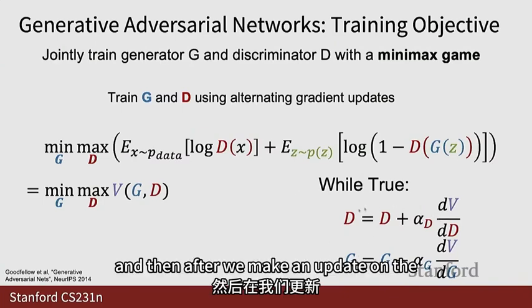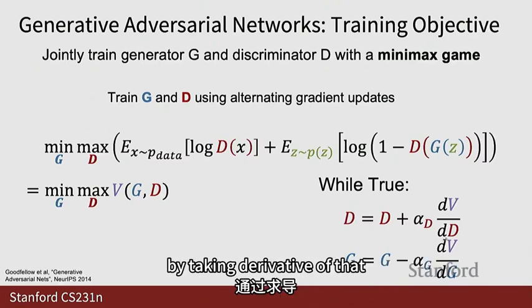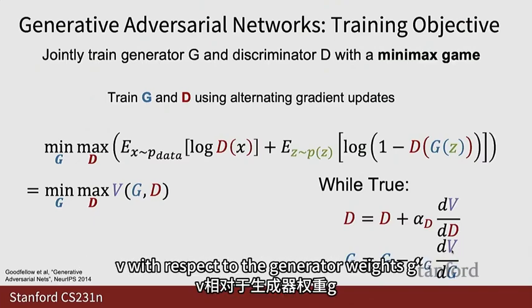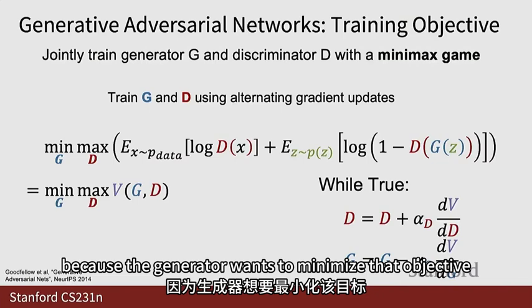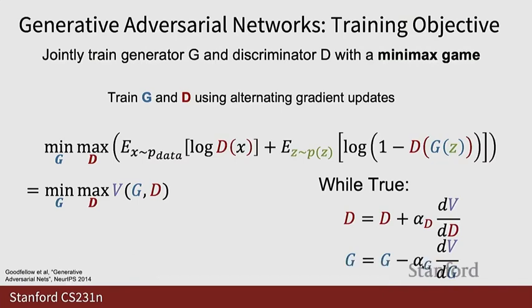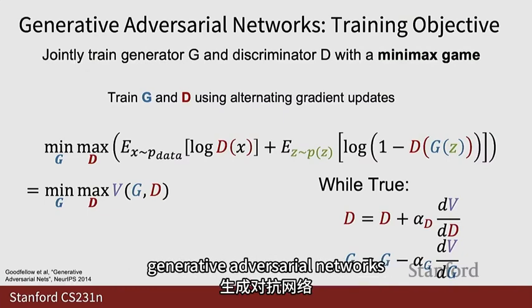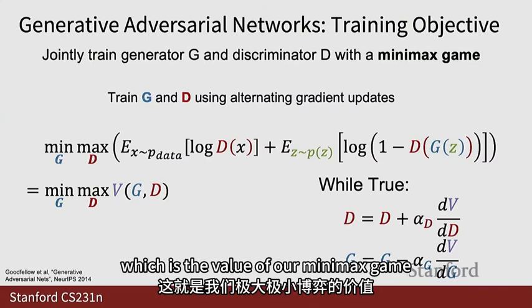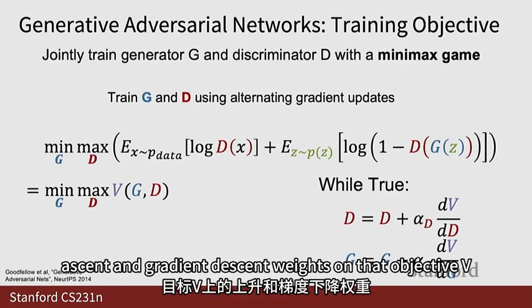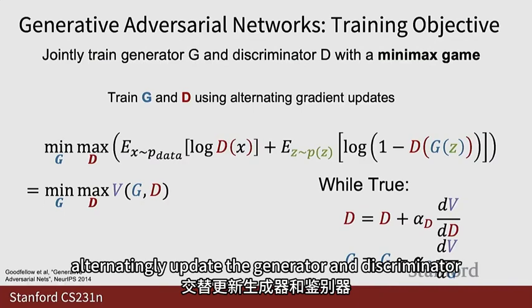And then after we make an update on the discriminator weights, we'll make an update on the generator weights by taking the derivative of that V with respect to the generator weights G, and now take a gradient descent step on V, because the generator wants to minimize that objective. So that's basically our training. That's the way that we train generative adversarial networks. We've got this thing V, which is the value of our minimax game, and we take alternating gradient ascent and gradient descent steps on that objective V, alternately updating the generator and discriminator.